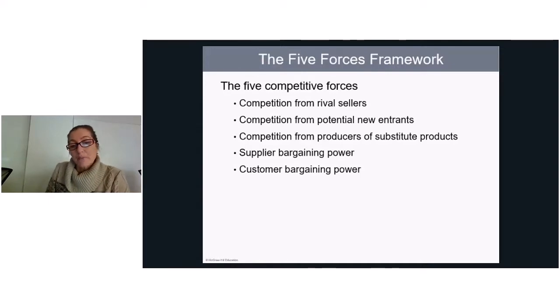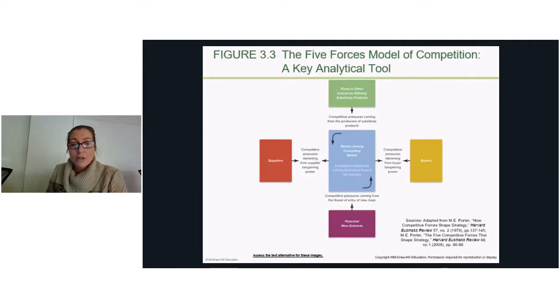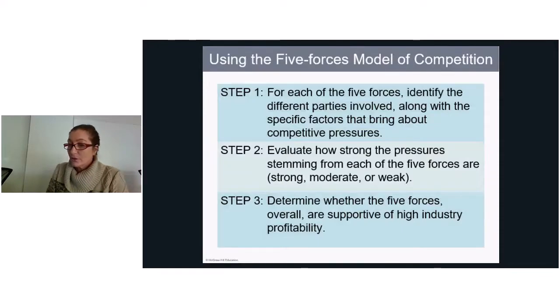What's the bargaining power of the suppliers and what's the bargaining power of the customers? So these 5 forces collectively are an analytical tool to understand the industry attractiveness. Do we want to go into this industry? Do we want to redefine which industry that we're in?